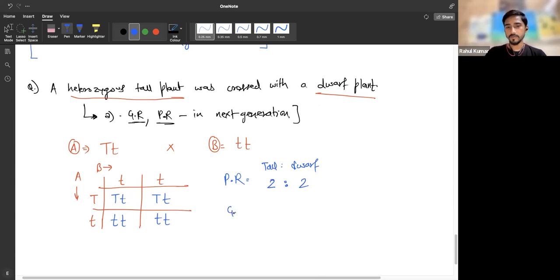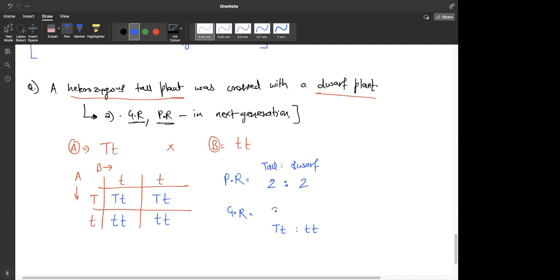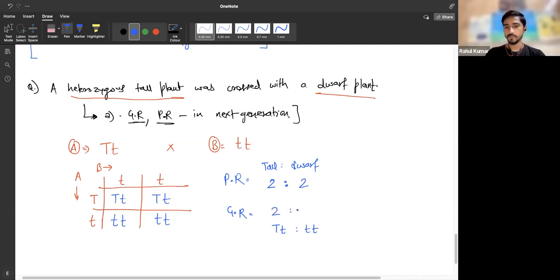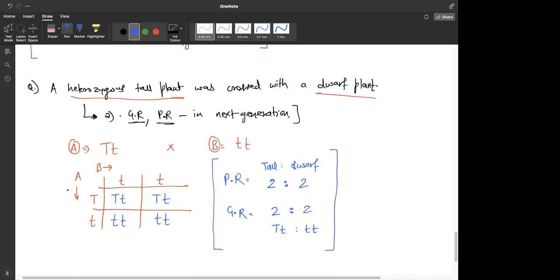And talking about the genotypic ratio, there are two genotypes possible by this cross, either this one or this one, right? There is no homozygous tall here. Is there anyone homozygous tall? No. These two are capital T small t, and these two are small t small t. So both genotypic and phenotypic ratio is 2:2. Is it clear? Yes, sir.